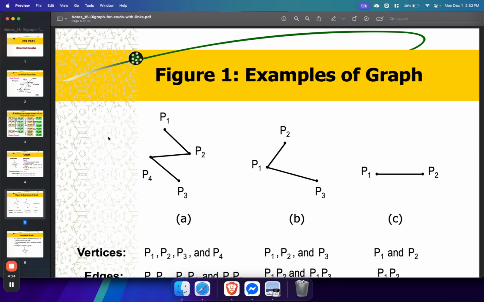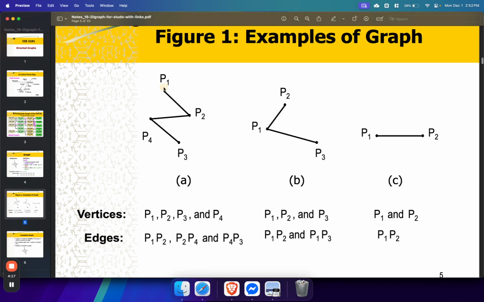Other examples of a graph: I have a graph with four vertices, P1, P2, P3, and P4. My edges are P1 to P2, P2 to P4, and P4 to P3, as you can see. Same with this one, I have a graph of three vertices with edges from P2 to P1 and P1 to P3. And this is also considered a graph. You have two vertices connected by your edge from P1 to P2.